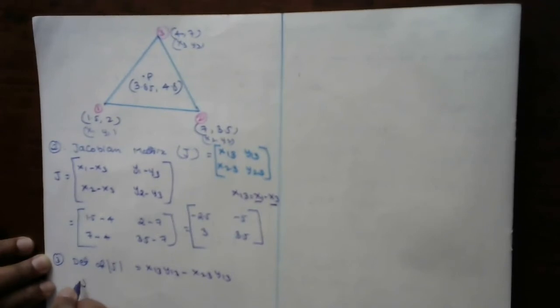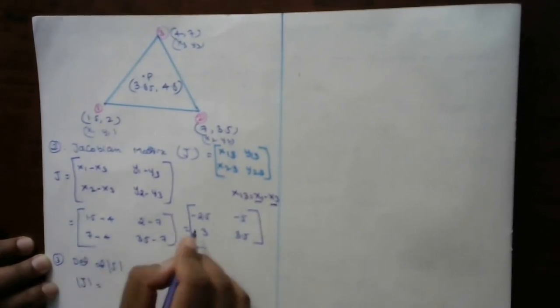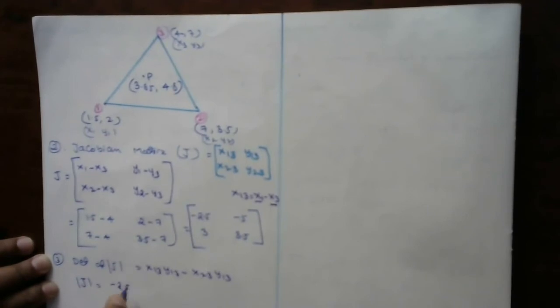So therefore, the determinant of J can be written with x13 equal to minus 2.5, and y13 equal to minus 5. And x23 is equal to 3, and this is y23. So y23 can be written as, sorry, just wait a minute, and this is equal to x13 into y23 minus x23 into y13. So this is the formula.